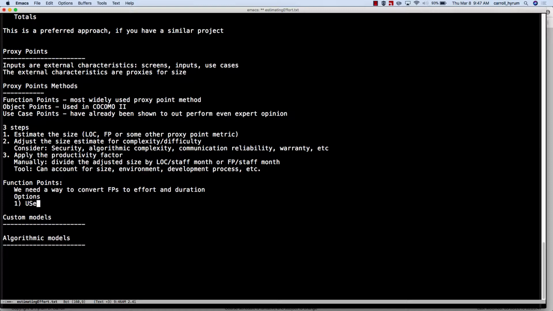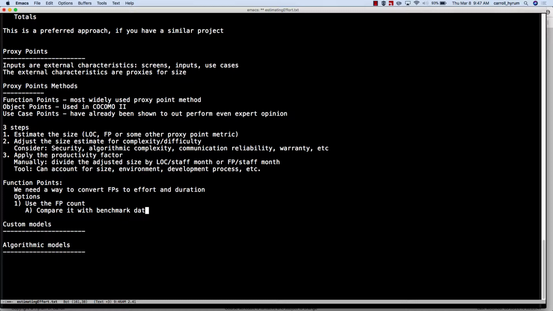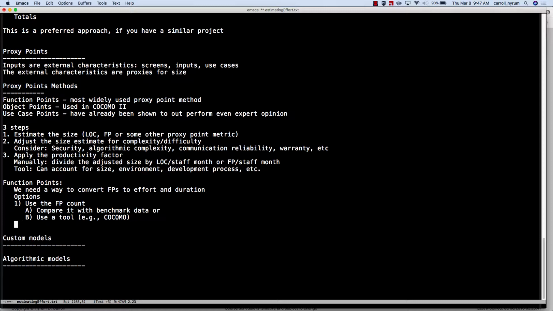Okay, we could just use the function point count. Okay, and to do this, we could compare it, pair it with benchmark data. Now that would presume that we have benchmark data and that the project is similar and that we can come up with that and make it match up. Or we could use a tool, for example Kokomo, to be able to calculate the effort. That's option number one. Using the function point count.